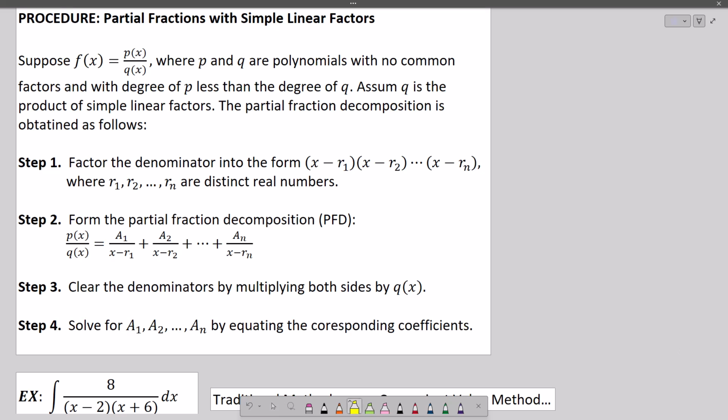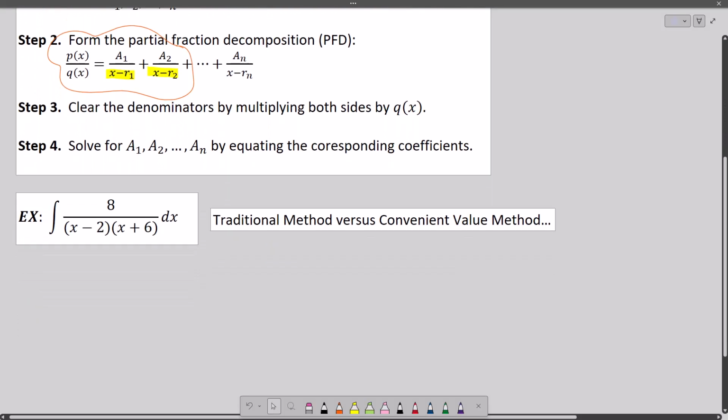Let's just imagine our denominator factoring into two pieces, just like on that last one. Then this would be our PFD right here, just these two terms. However many factors you have, that's how many terms you end up with. So if we only have two factors, we end up with two terms. Okay, so here's what that means.